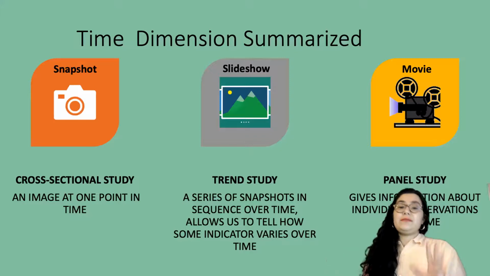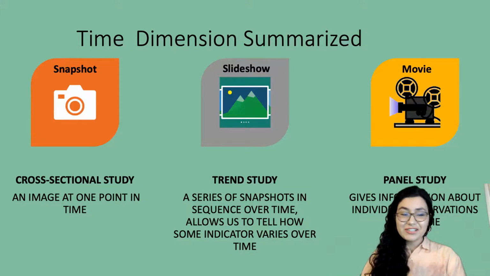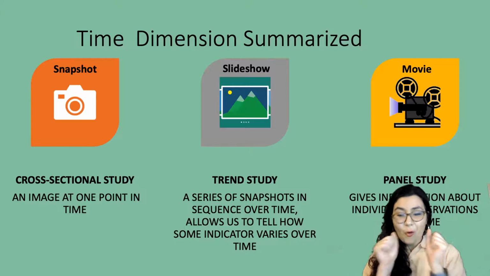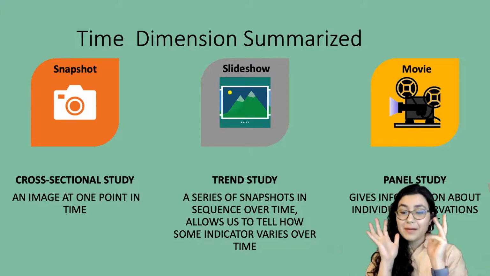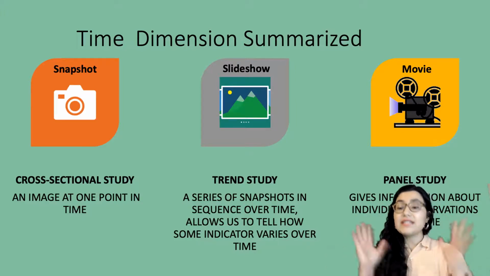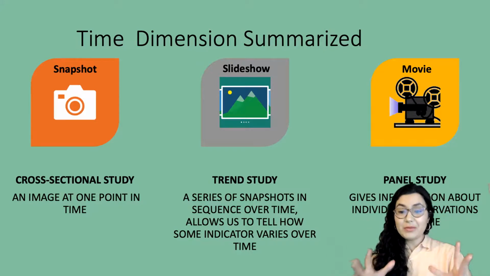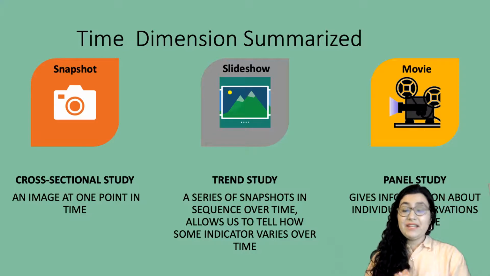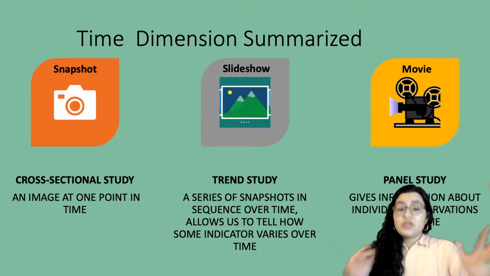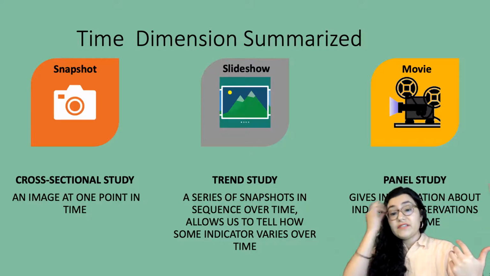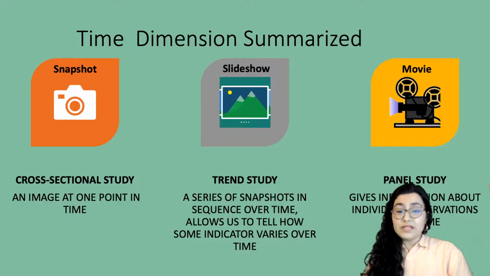So this is the time to mention summarize. As I said, cross-sectional studies, which is a single point in time, we can think about visually as a snapshot. It's like an image, a picture. So we get a bunch of these observations at one point in time. Then there's trend studies, which are a series of snapshots in sequence over time.